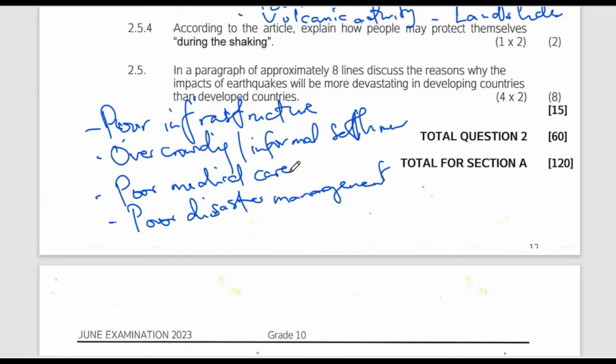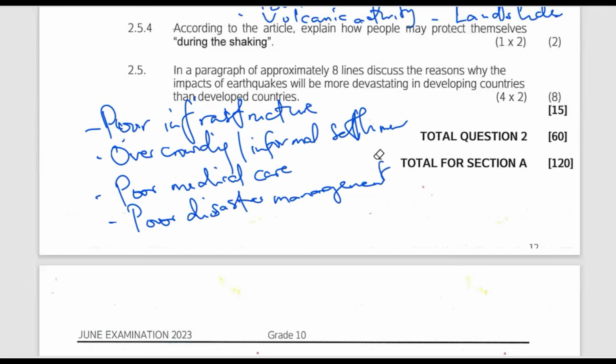And then when you're highlighting the developed countries, you're just saying the opposite of what you were saying for developing countries. Developed countries have got the best infrastructure which resists even the shaking caused by the earthquake. Or you can talk of good medical care. They have the best medical care to attend to people who would have been injured during the shaking. Or disaster management is well in place and is fully prepared to cater for such natural disasters in developed countries. So we are basically comparing why it is to the detriment of poor countries to have more negative impacts of such disasters than in the developed world.